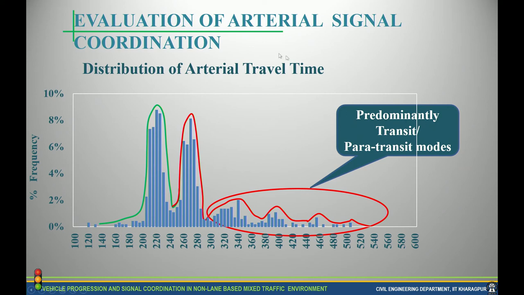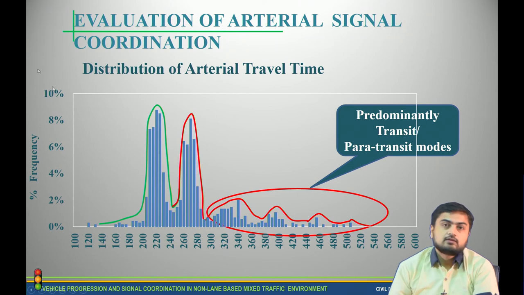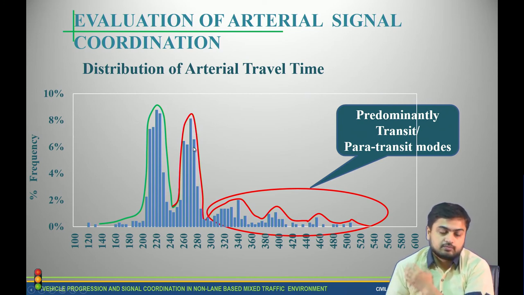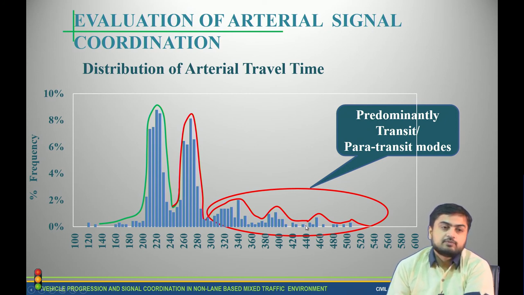Now, distribution of arterial travel time. Here we may find that generally a bimodal distribution is found in arterial travel time. The left distribution shows the vehicles which are arriving on green, and the next one is the vehicles which are arriving on red and get stopped. But in our case, we have a long tail in the distribution, and the reason is that the long tail here is the transit and IPT modes.